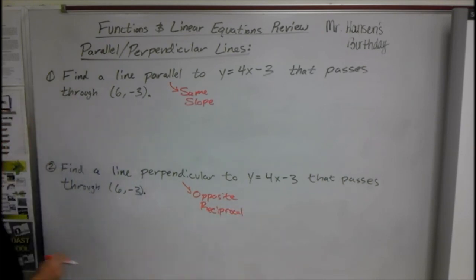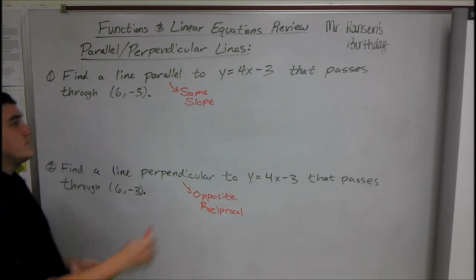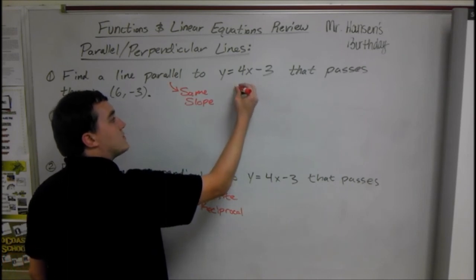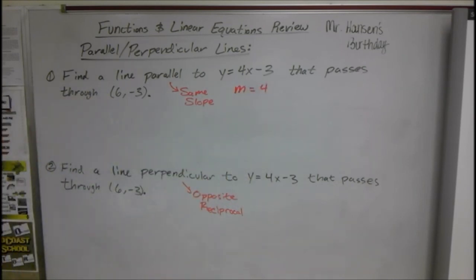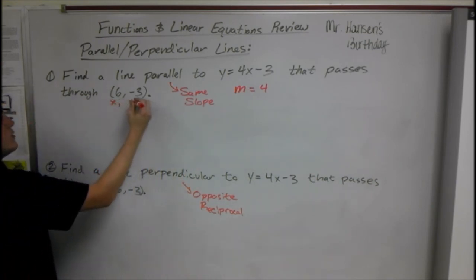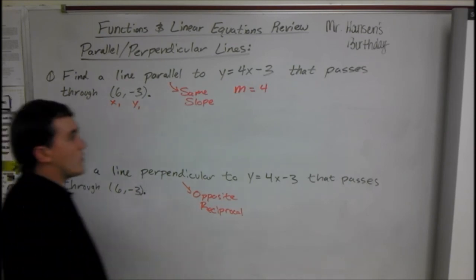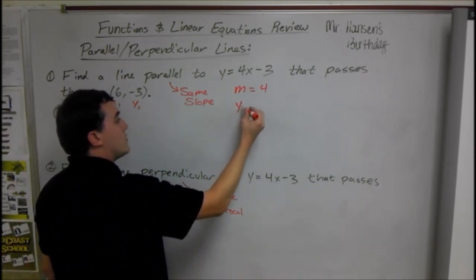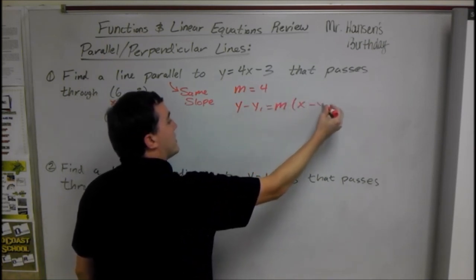So the question, find a line parallel to y equals 4x minus 3 that passes through this point. So we know the slope of this line is 4. So therefore the slope of our new line is also going to be 4. So we have a slope and we have an x1, y1. Just plug it into point slope form. So that would be y minus y1 equals m, x minus x1.